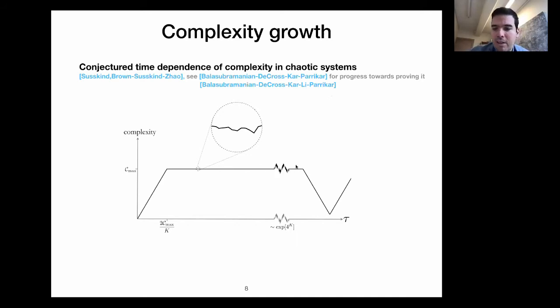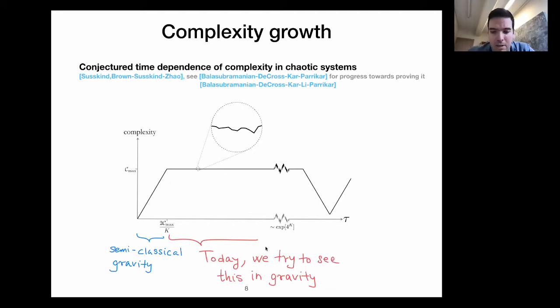And then at very late times, you could have also Poincare recurrences, but I'm not going to talk about those today. Instead, what I will tell you is that, first of all, we expect that semi-classical gravity captures this part of the curve, and we believe that this is dual to the linear growth of the size of the wormhole. Now, what I will tell you today is whether we can see this saturation also in gravity.